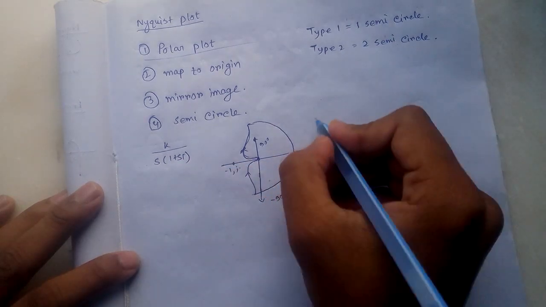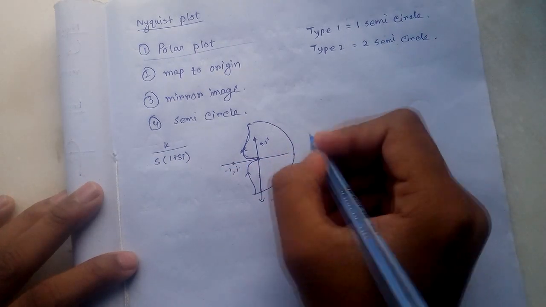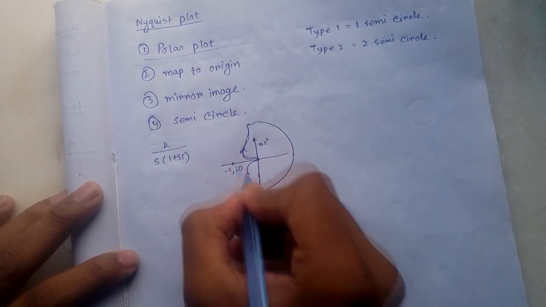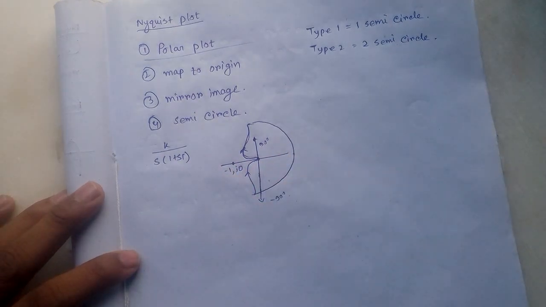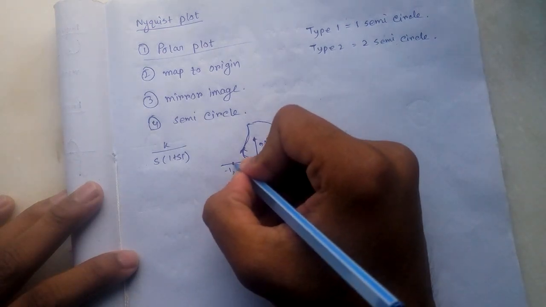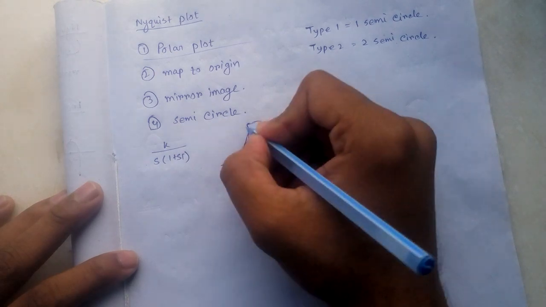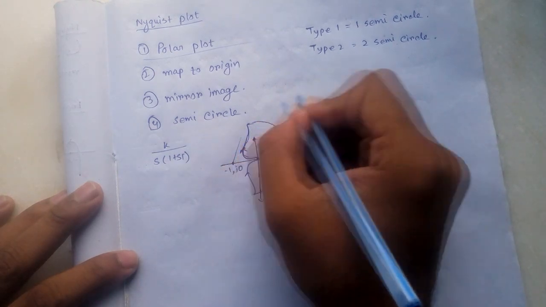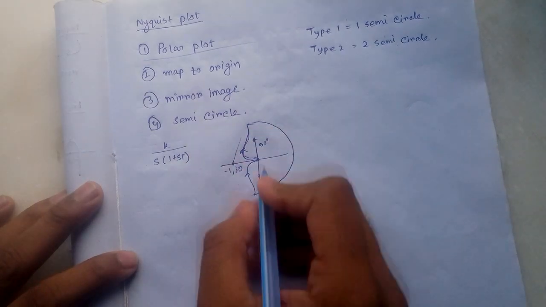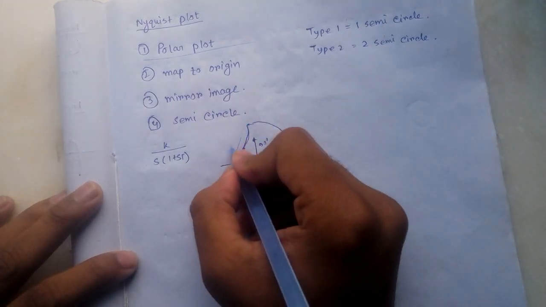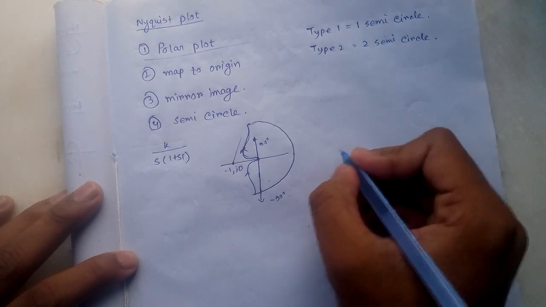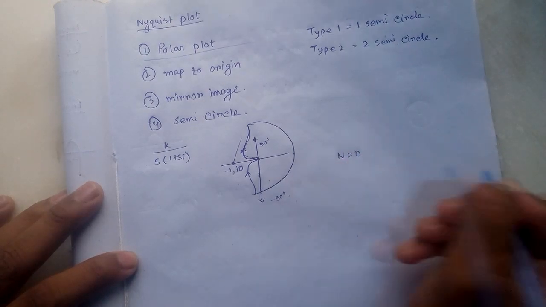And one more thing, we have to check the stability, whether it is stable or not. For checking the stability we take an arbitrary point, minus 1 j0, on this side. From this minus 1 j0 point, if we draw any line, is it cutting any of the semicircle points? No. So this is not encircled, so our N is becoming 0.